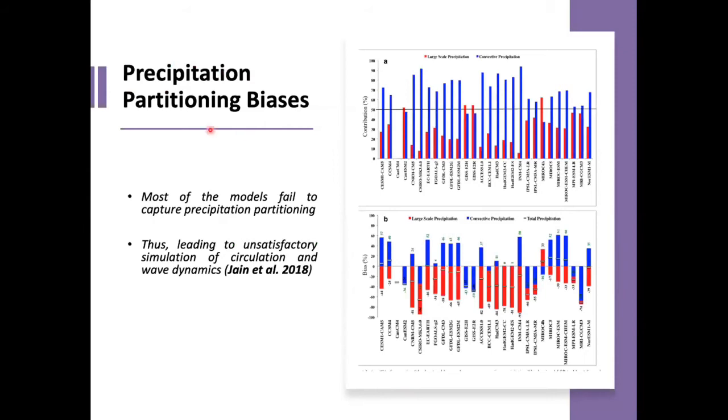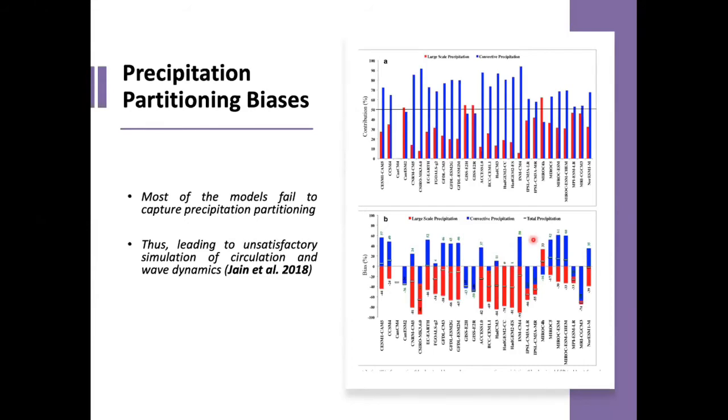And then this is the precipitation partitioning. Let us forget about the top panel here and just focus on the bottom panel. What this shows is that these blue bars are convective precipitation biases, these red ones are large-scale precipitation biases, and this line here is the total precipitation bias. We see that largely models have a negative bias in their large-scale precipitation, and many of the models show a positive bias in their convective precipitation.